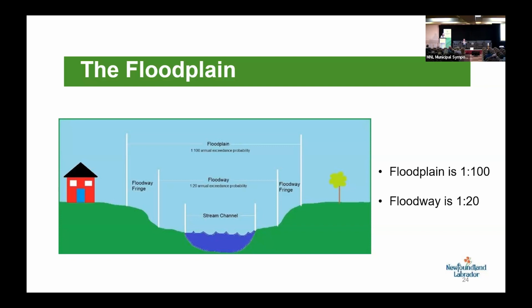So once you have your 1 in 20 flood risk maps and your 1 in 100 floodplain maps, you have certain areas defined now. So we call the 1 in 20 floodplain the floodway, and the 1 in 100 is your floodplain. So this is important from a land use management and land planning point of view.